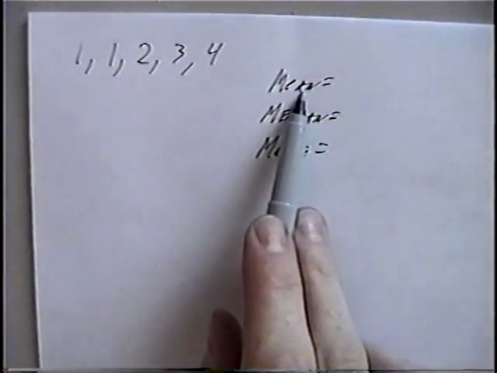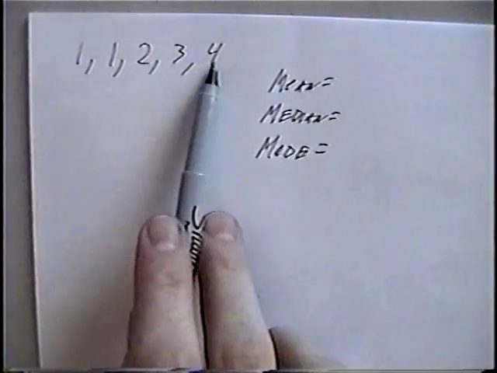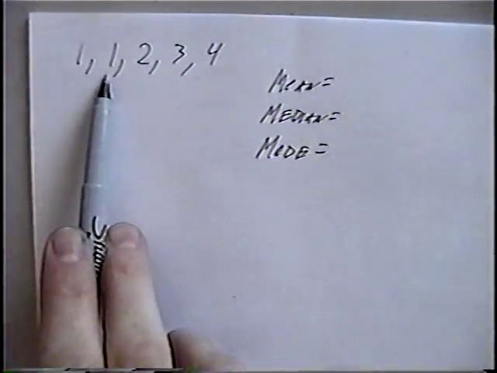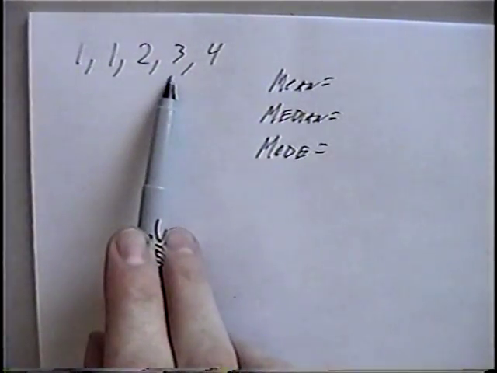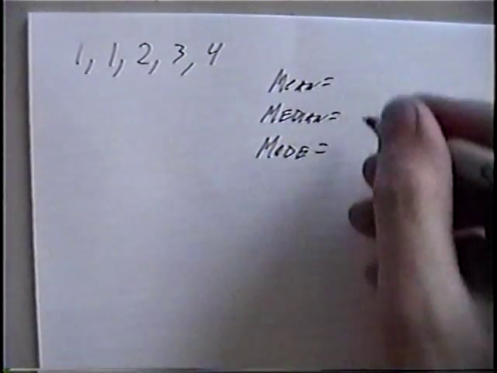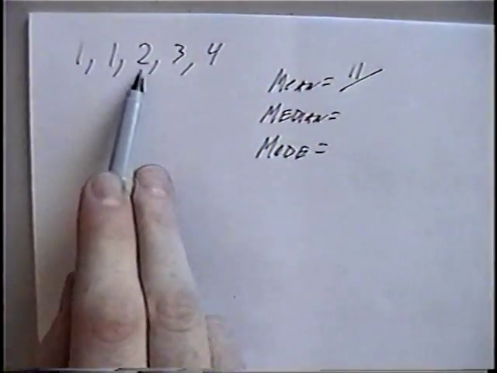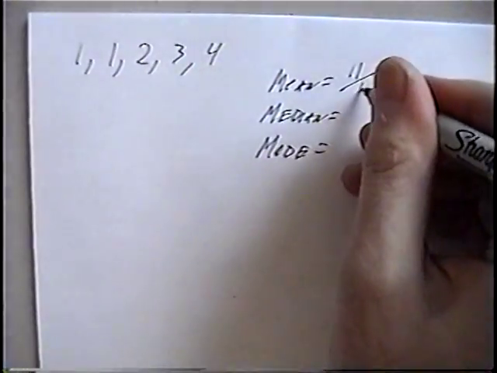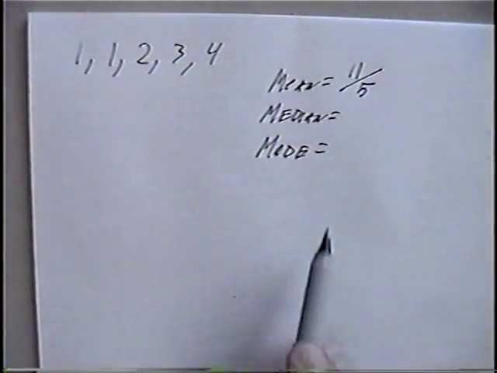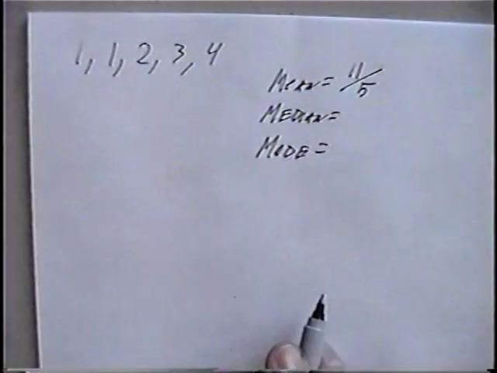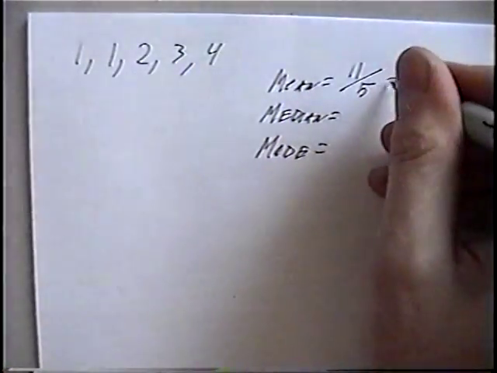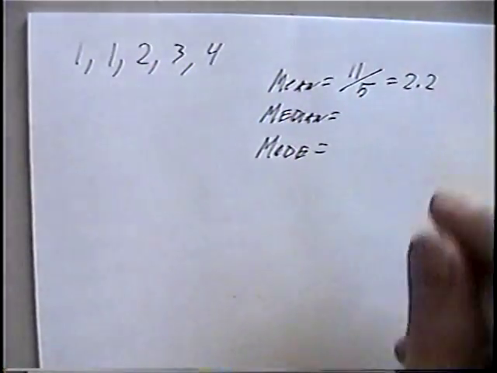Again, the mean is the average. To find an average, you'd add up all the numbers: 1 plus 1 plus 2 plus 3 plus 4, and that would equal 11. And you divide by how many numbers you have. In this case, there's 5 numbers. Our mean would be 11 over 5, which you can leave as a fraction. Or if you get a decimal, that decimal would be 2.2.